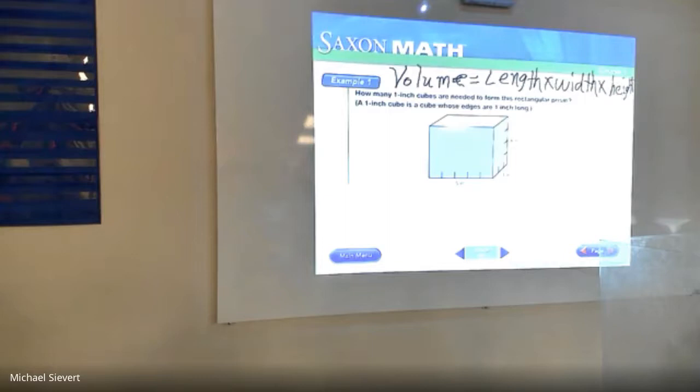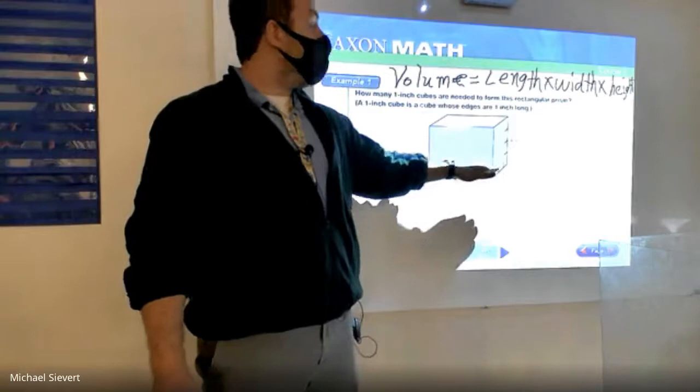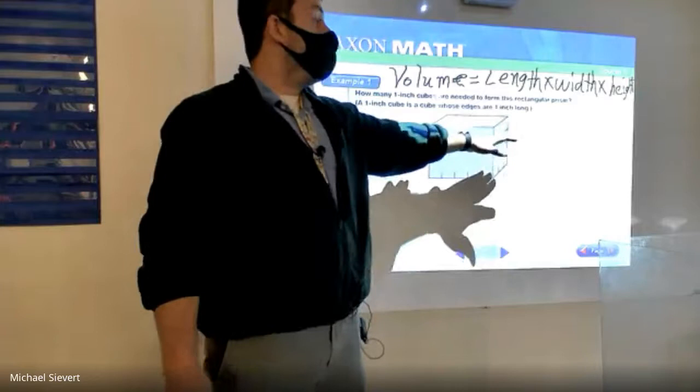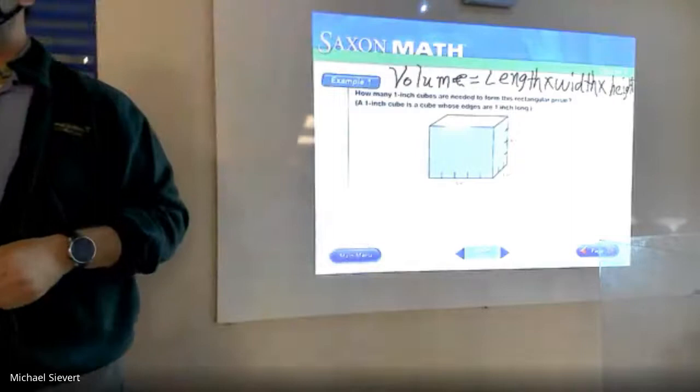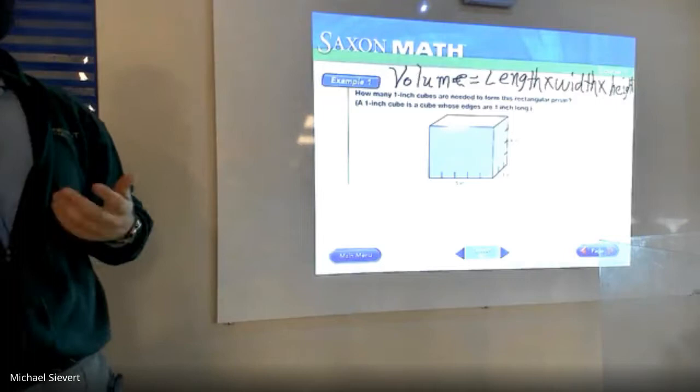So when we're talking about prisms, like Reese was talking about, it's got more than just a flat surface. It's not just a piece of paper. It actually has depth. You can actually put your hand inside a box. So you also need to add in the height. Essentially, all you're doing today is figuring out what the length, the width, and the height are. Then you multiply them together.